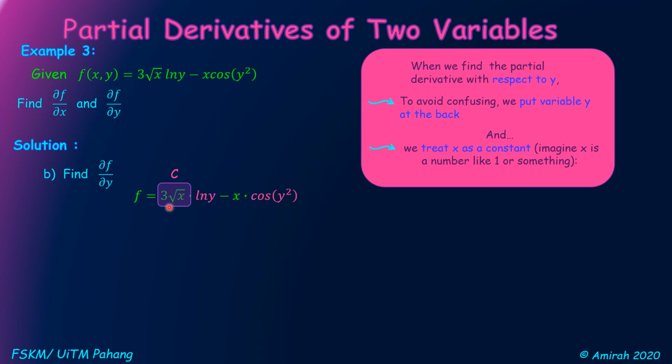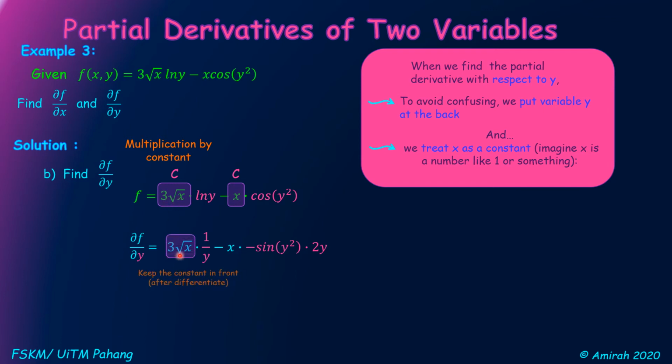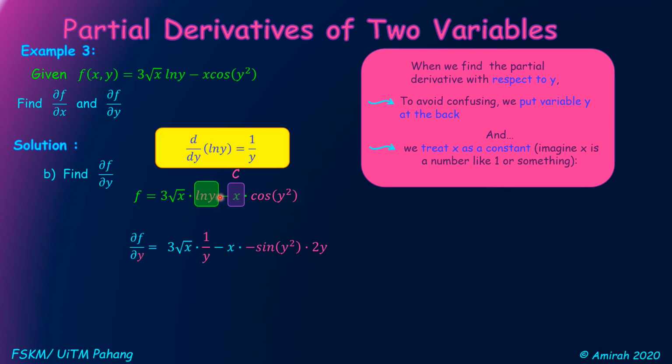So constant times constant equals constant. And x here is also constant. Okay. Now we can find del f over del y. We have multiplication by a constant here. So we just keep the constant in front after we differentiate. Okay. Then we differentiate ln y with respect to y. It equals 1 over y.